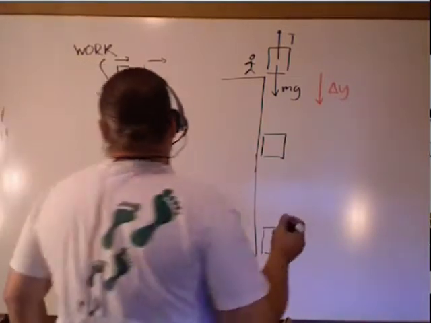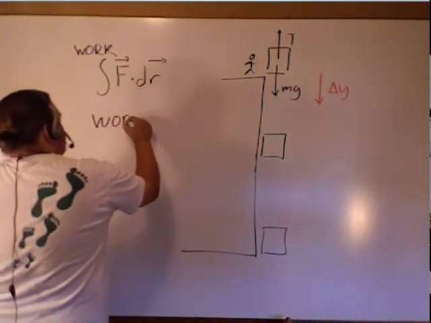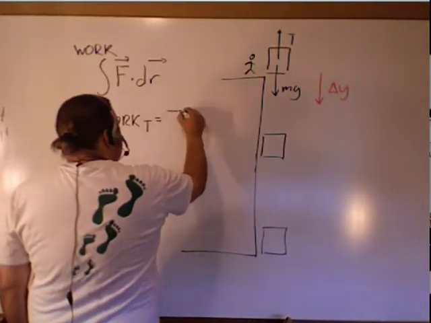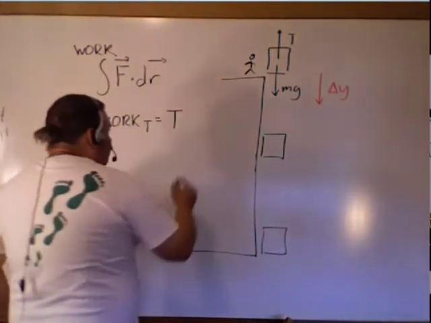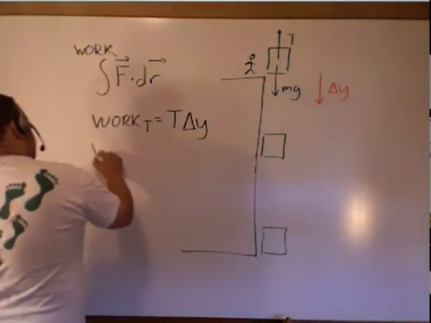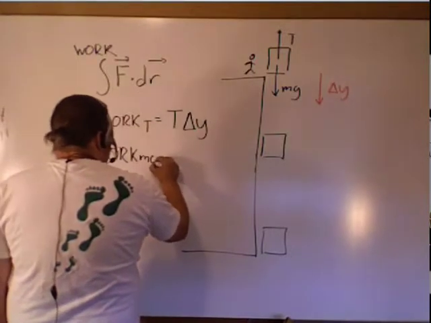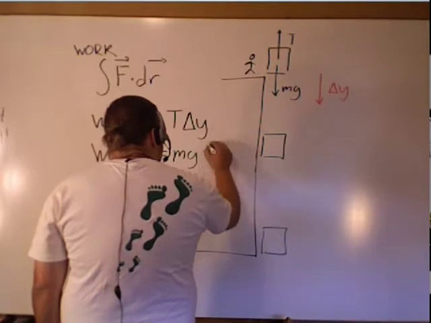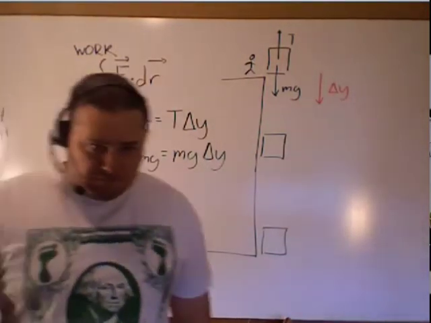So, talking about the work that's being done on the elevator, I can say that the work done by tension is going to be equal to the force of tension times the change in its displacement. And I can say the work done by gravity, or the force of gravity, I should say, is going to be equal to the weight times the change in the distance. That's not going to change the entire time. Okay?